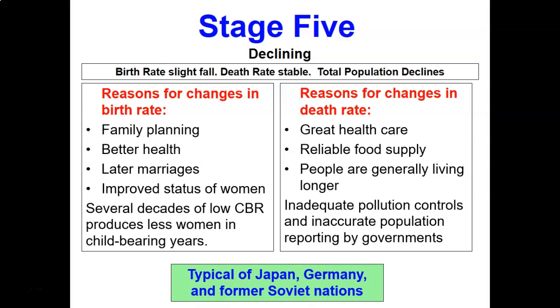Countries that would fit into this: Japan and Germany, and also former Soviet nations fit into this. Many of them, not all of them, many of them do. Let's take a look at our chart here.